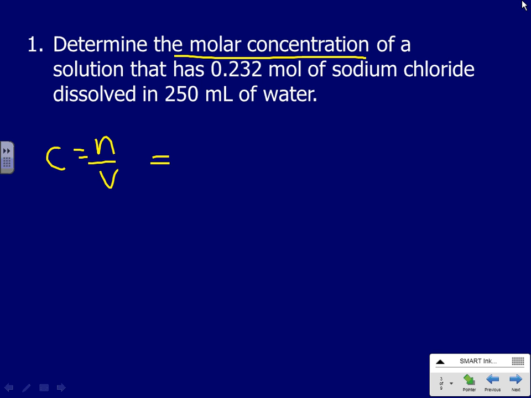At this point, you can see we've got the number moles. We just have to put it in, 0.232 moles. You don't have to put S on the end, mole. And now we need that volume, and the volume must always be in liters. And now this is a conversion that we will be doing over and over and over again. We need to convert the milliliters to liters.